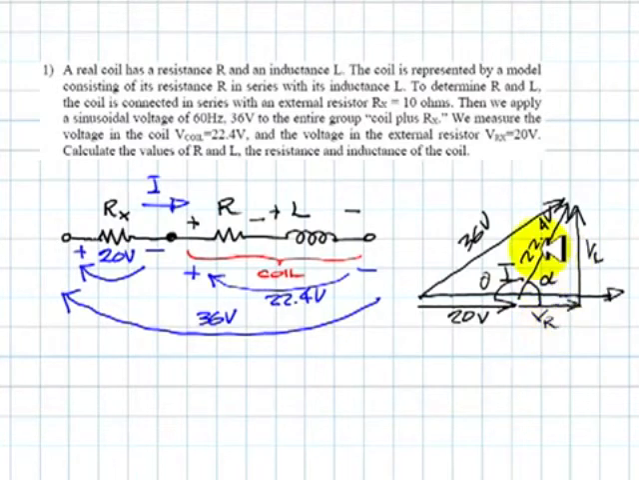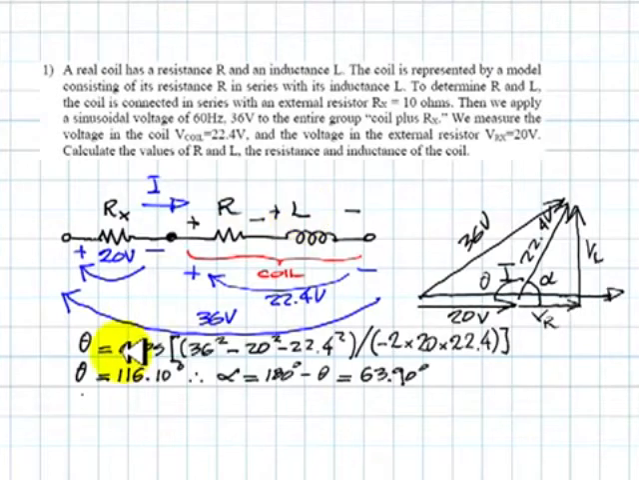VR is going to be 22.4 cosine of alpha, and VL is going to be 22.4 sine of alpha. And then we say, well, those voltages, VR and VL and 20 volts, all of them are proportional according to Ohm's law to Rx and I, to R and I, and to L and I. So you see how we can use proportionality to find the values of R and L?